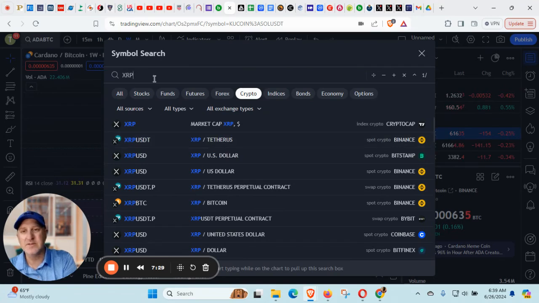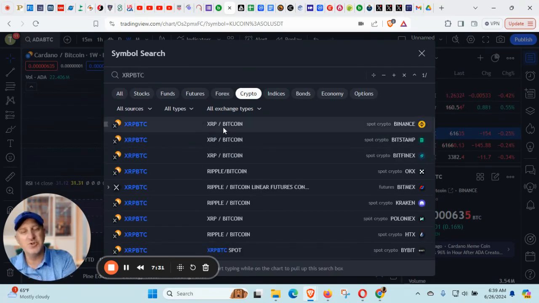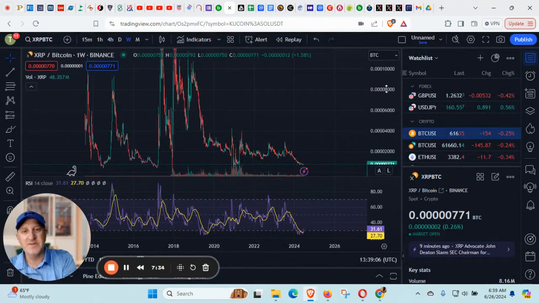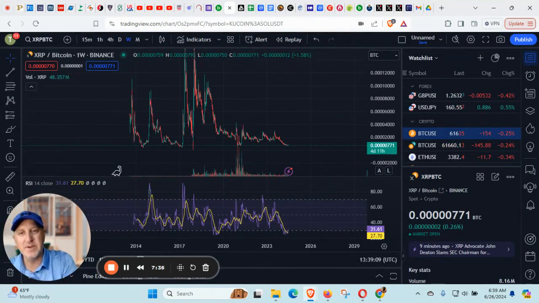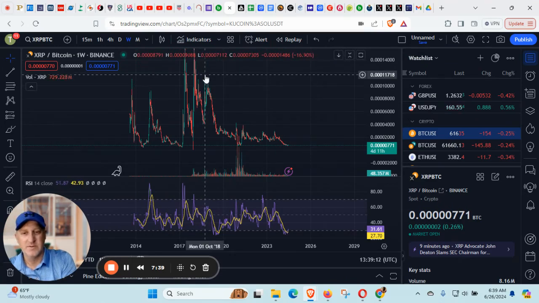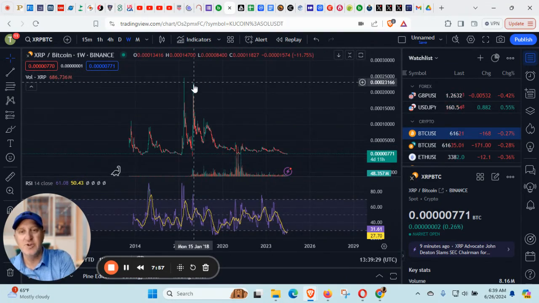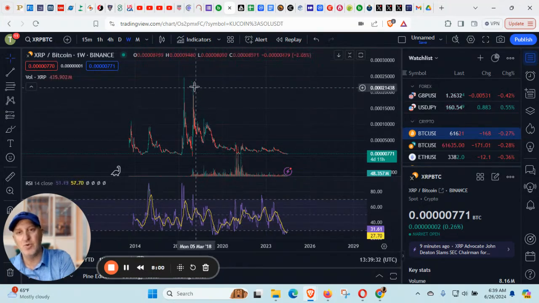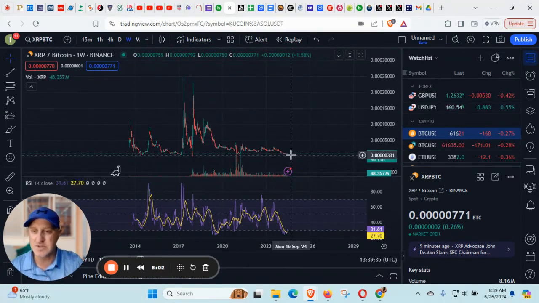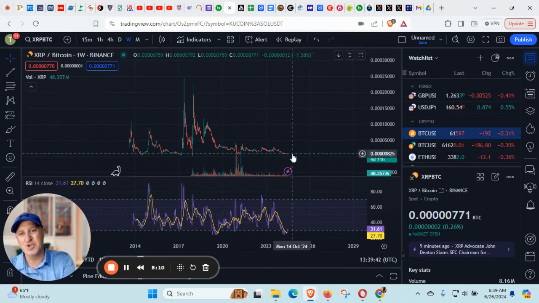XRP against Bitcoin. This is another one, and we'll just look at two. Again, the same thing. If you had been in Bitcoin from around 2018, you would have been better off. In fact, you would have made more money if you took all the XRP money and put it into Bitcoin. So I encourage everyone out there, look at the coins that you have and put it against the Bitcoin pairing. If you see a chart like that, then you know, hey, it would have been better if I had been in Bitcoin, okay?